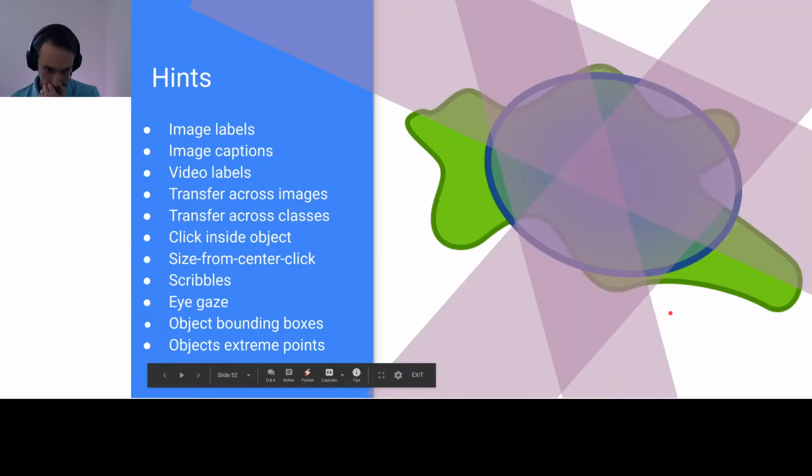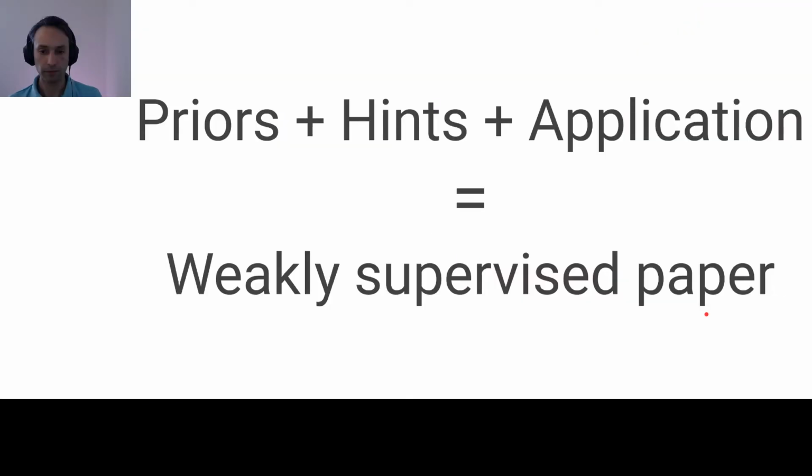So those are examples of common hints that have been used in literature to train weakly supervised models for semantic segmentation. So it turns out that there's a recipe then to make a paper in this area. You just select a specific set of priors, you select your favorite set of hints, and then you choose an application domain on which you want to showcase that this works, and tada, you have a weakly supervised paper.